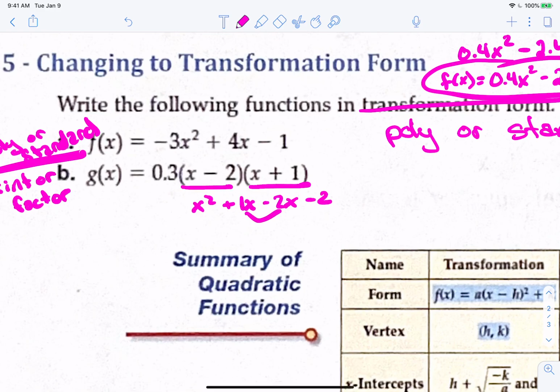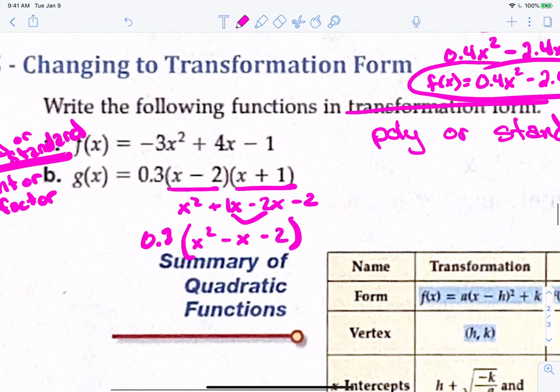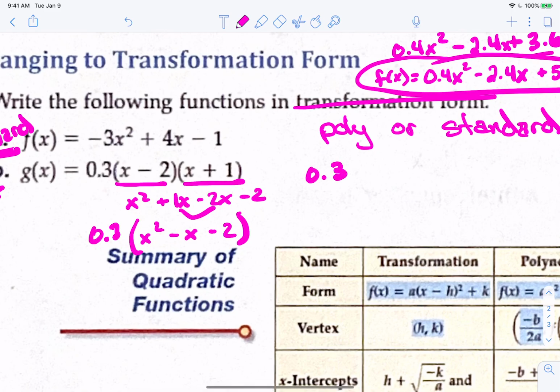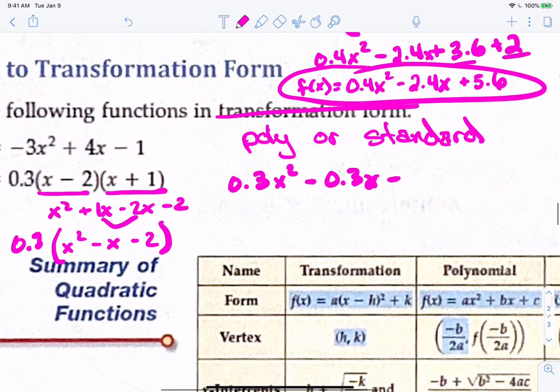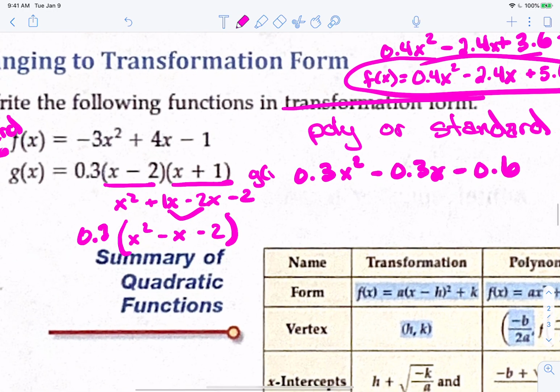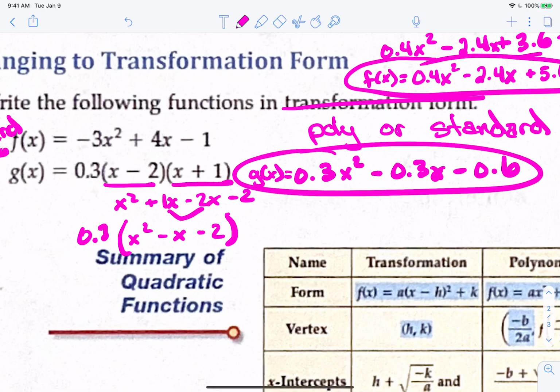Middle two pieces, add them together, x squared minus x minus 2. Okay, and then, I'm done? No, because we have to distribute the 0.3. So 0.3x squared minus 0.3x minus, what's 0.3 times 2? What's 3 times 2? It is 6, so it is 0.6. Okay, done? Yes. And we call him g of x. Is this making sense? Yes? Okay. We're just trying to put him in a new form. He is now in standard form. Good?